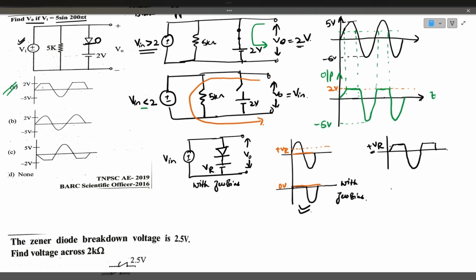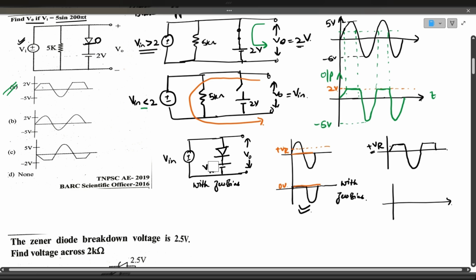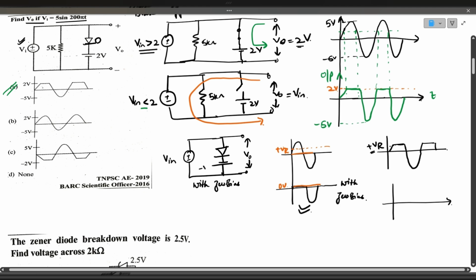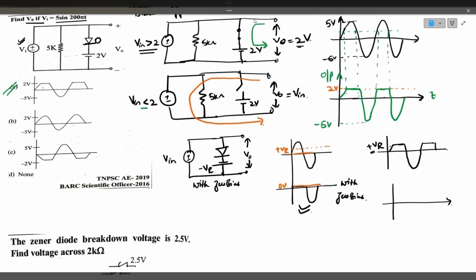For the same circuit, what happens if the bias voltage is negative VR? Now the reference changes to the negative side. This is minus VR. So only this particular portion will be available in the output. The output will be like this. Originally the entire negative cycle was there with zero bias. Now part of that negative portion is also clipped off because of the negative bias voltage.